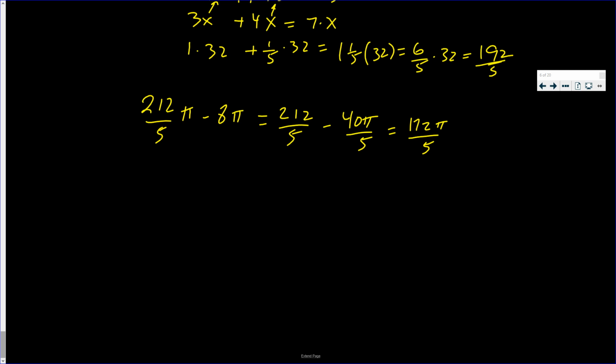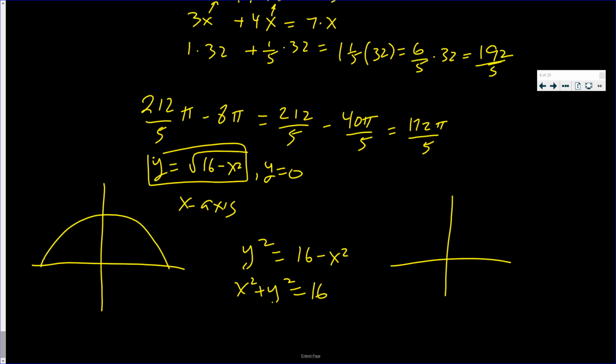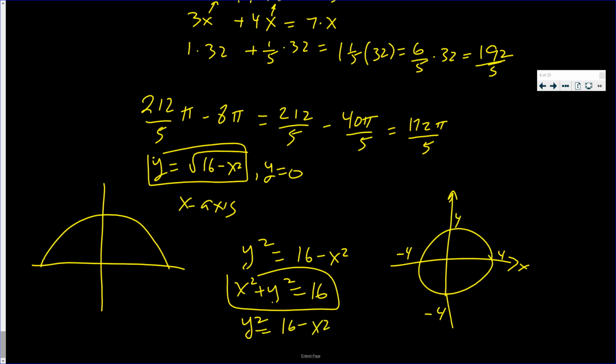Now, let us look more closely at what this curve is. If I were to square both sides, I'll get that. And if I bring the x squared over, I'll get this. But that's a circle of radius 4. When you take this and you solve for y, you get that y squared is 16 minus x squared. That means that y is plus or minus the square root of 16 minus x squared. Now, what happened is the plus equation is the upper half of the circle. The bottom equation is the bottom half of the circle. So we just have the top half of the circle.